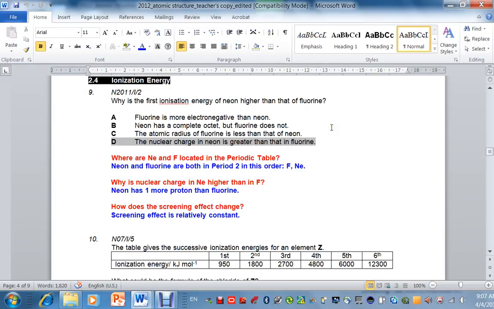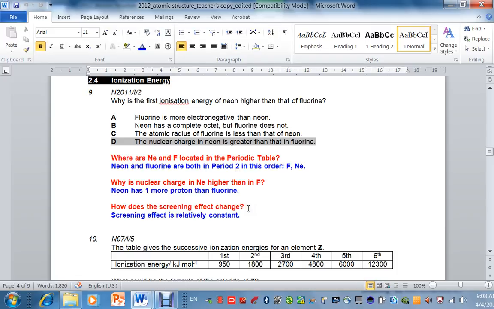Question 9, you are asked, why is the first IE of neon higher than that of fluorine? First you should check the periodic table to see where neon and fluorine are located, and you'll find that both are located in the same period, and you should also notice that neon comes after fluorine, which means to say that neon will have a higher nuclear charge than fluorine because it has 1 more proton. Neon has 10 protons, whereas fluorine has only 9.